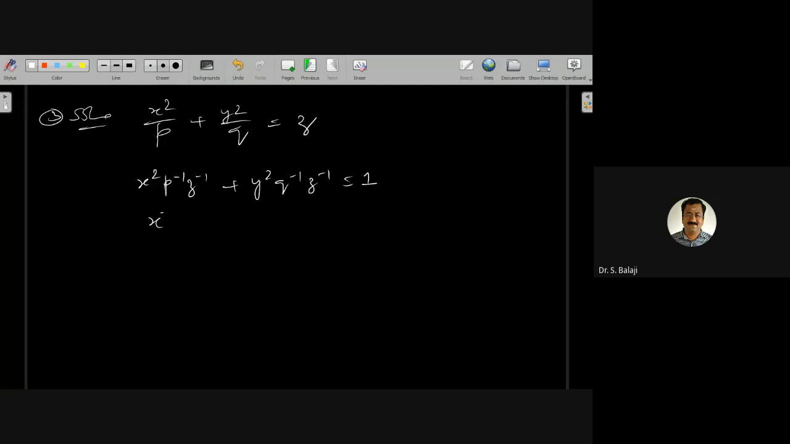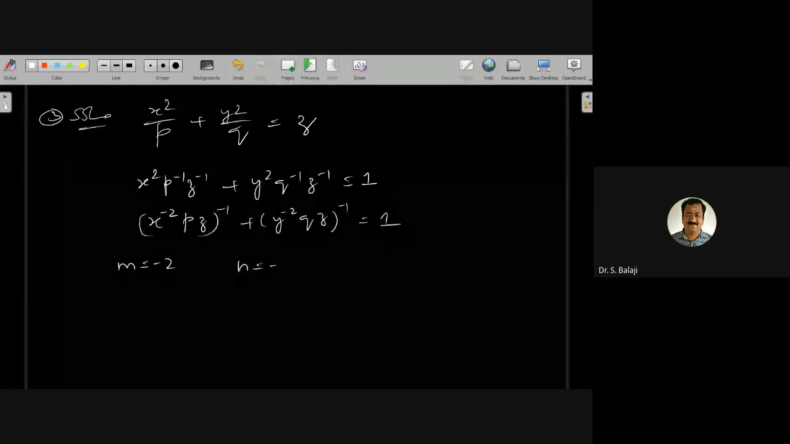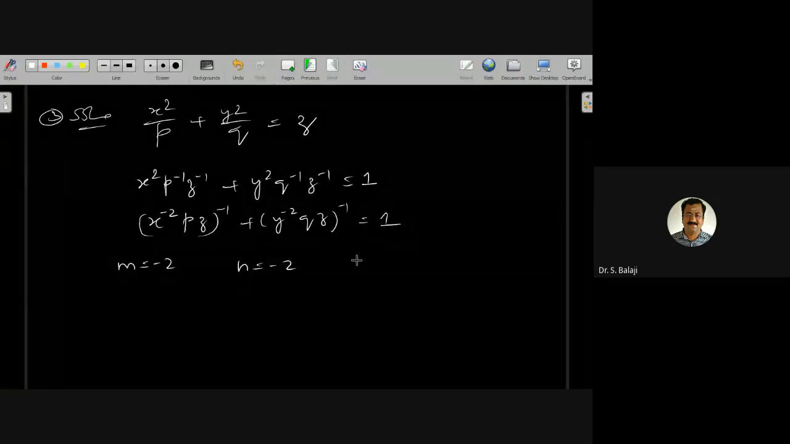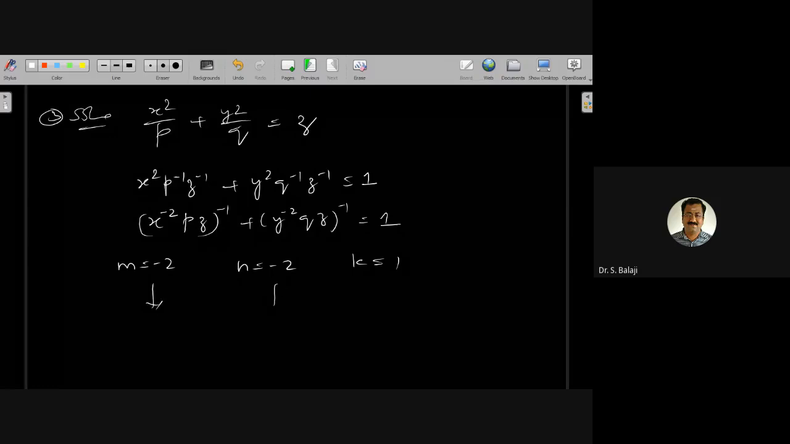Therefore, how can you write x power minus 2, p z power minus 1, y power minus 2, q z power minus 1 equal to 1? For m minus 2, n minus 2, k 1, we proceed further. What will be the converted equation? You tell that.